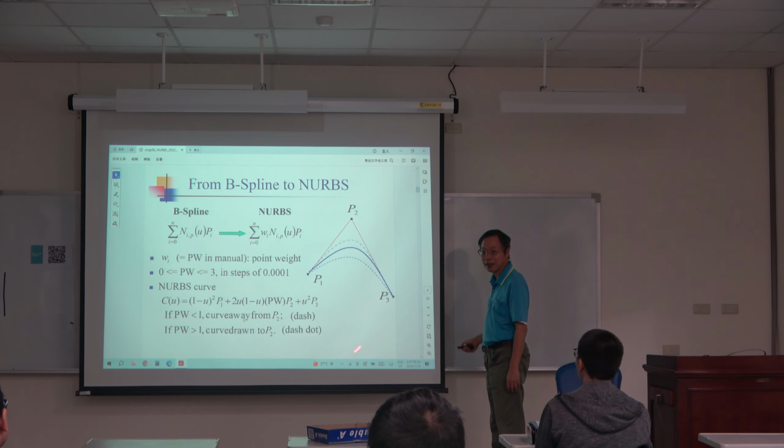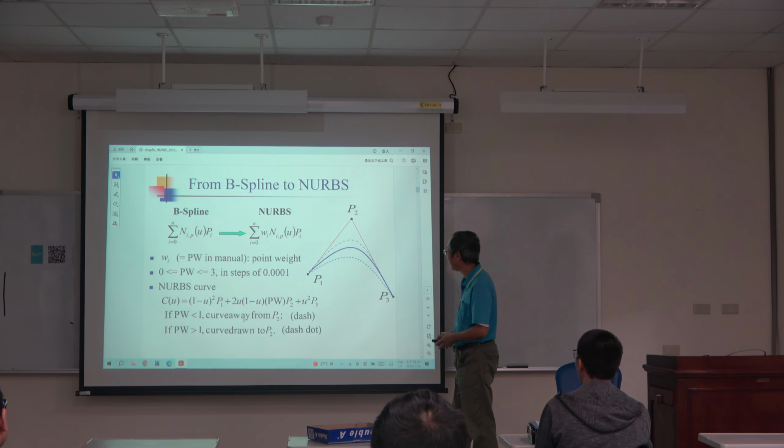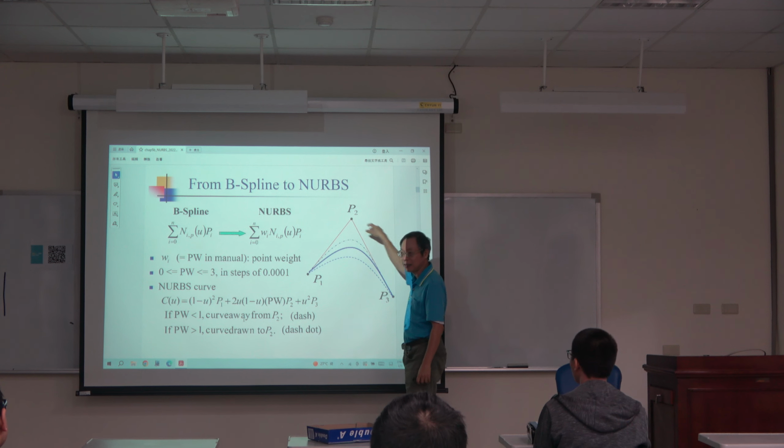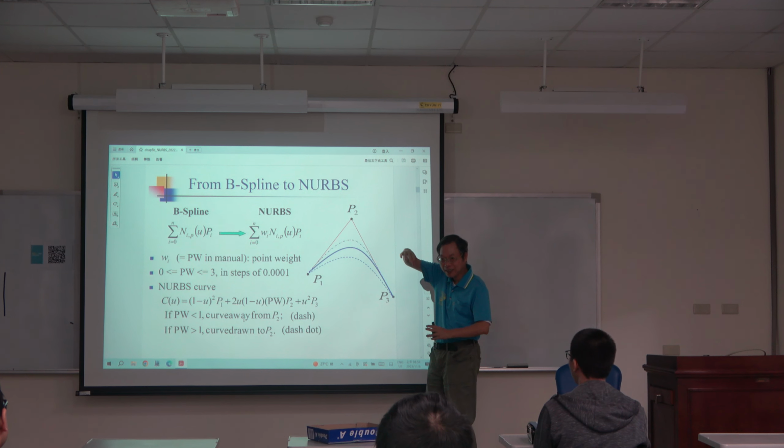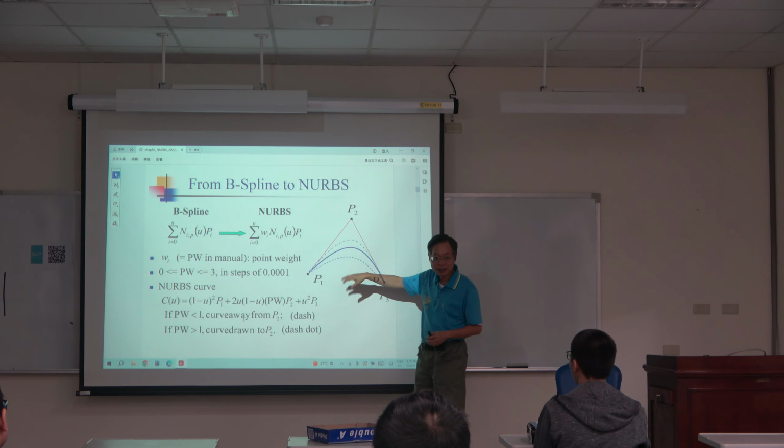Any questions so far? This should be a simple idea. You can imagine intuitively that you can put weighting on a control point to make the original curve have different variations.